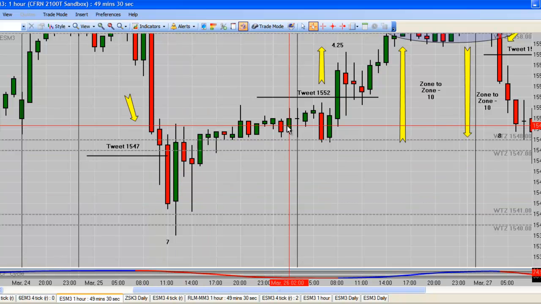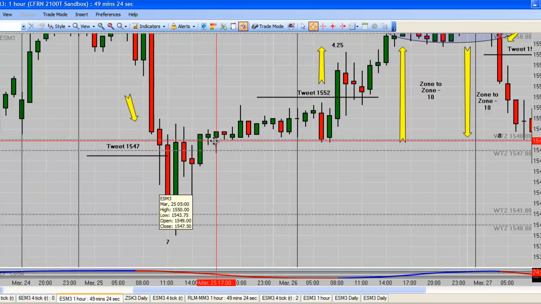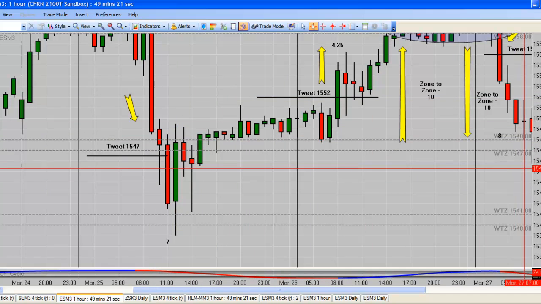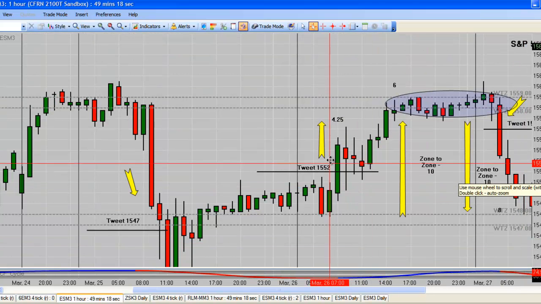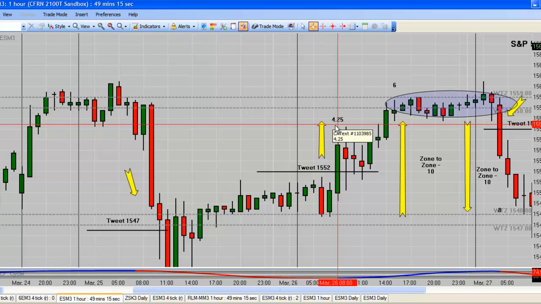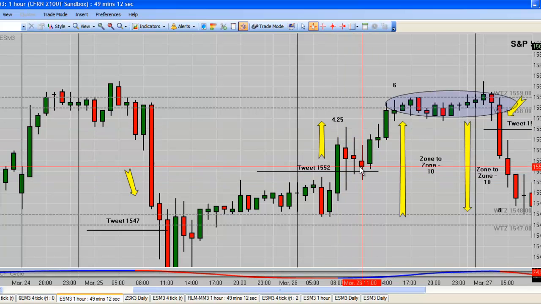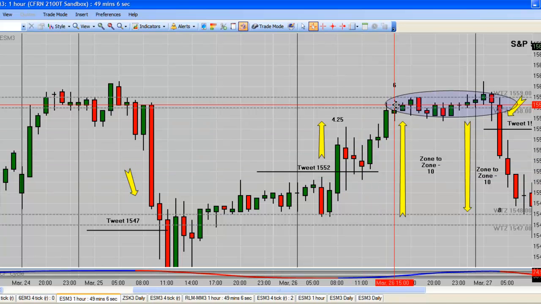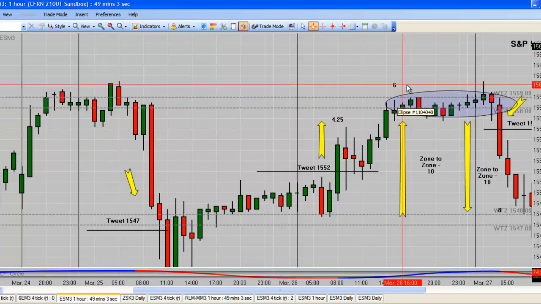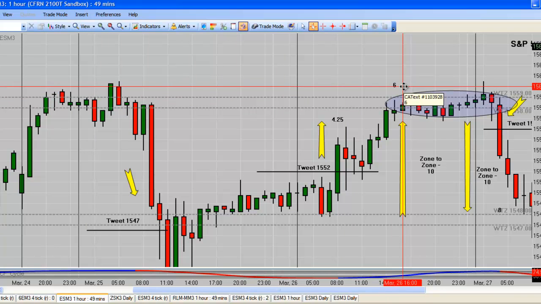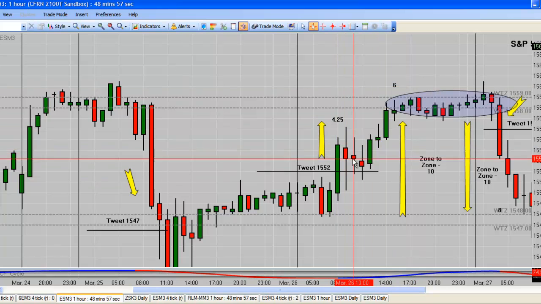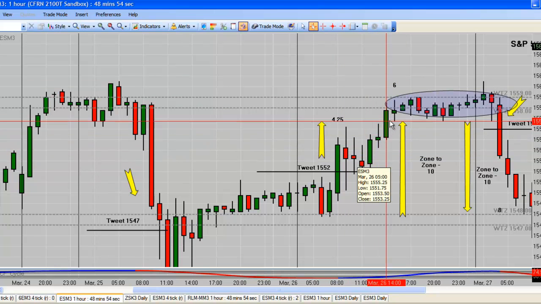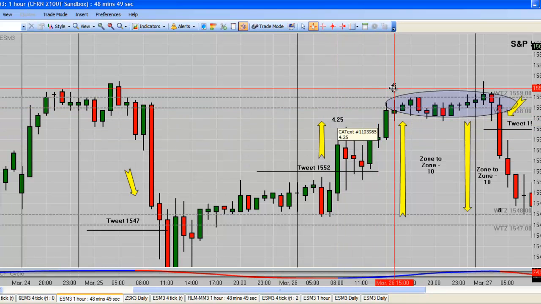So let's move on. The next tweet came out on Friday. It didn't get triggered until Monday. The next tweet went out to be long above 1552. The first push up was good for 4.25 points. It then pulled back to test that important price, that important area. And on the second push, it made it all the way to the zone, and it was good for 6 points. So in the course of 7 hours, we had 2 trades, one good for 4.25, one good for 6.